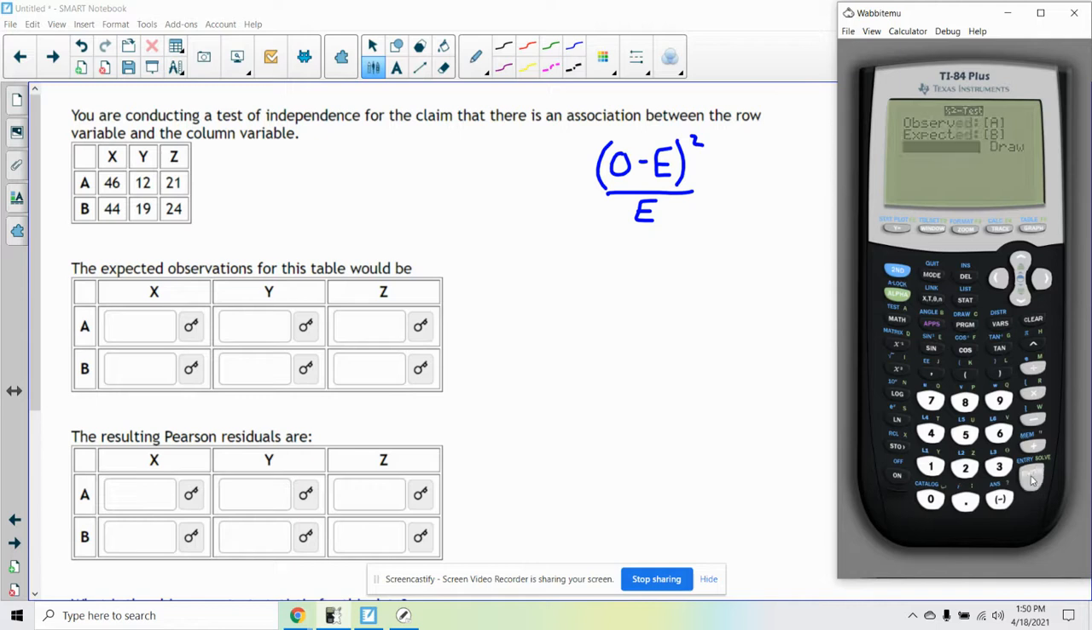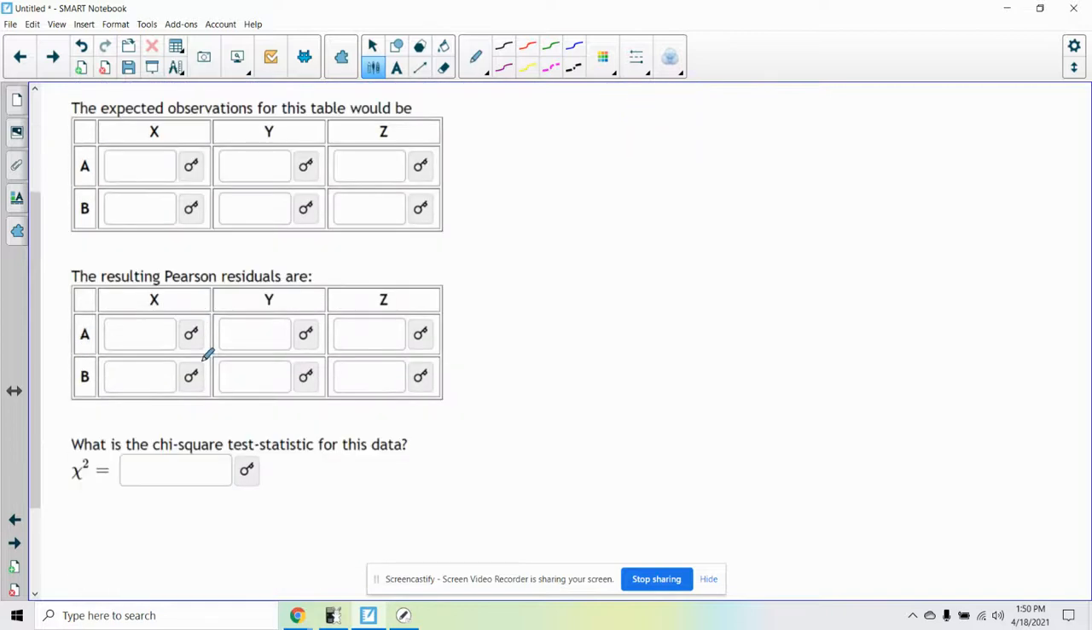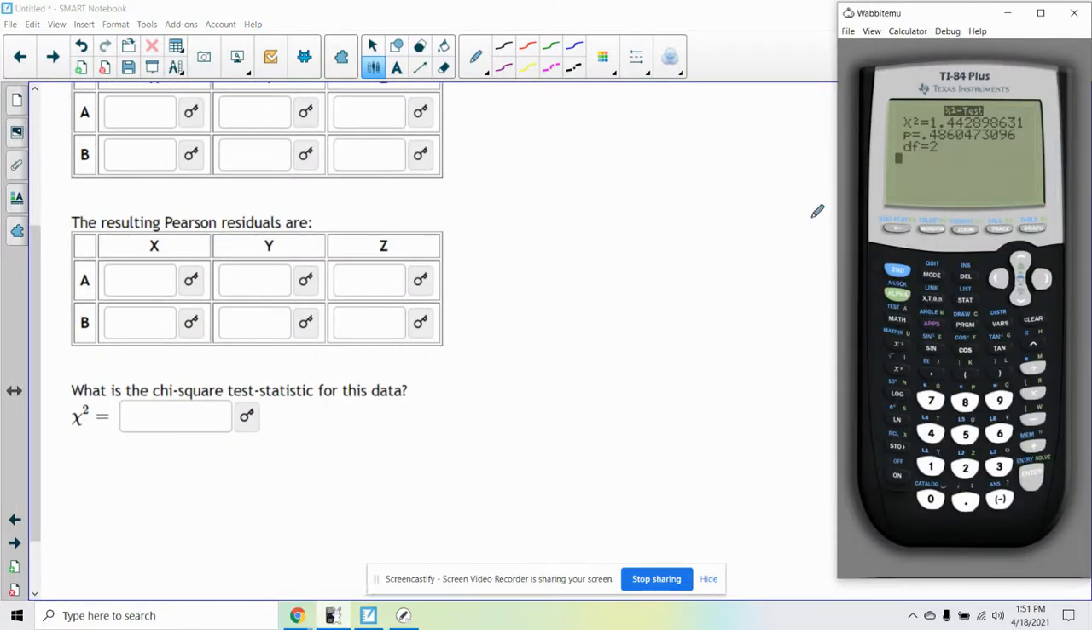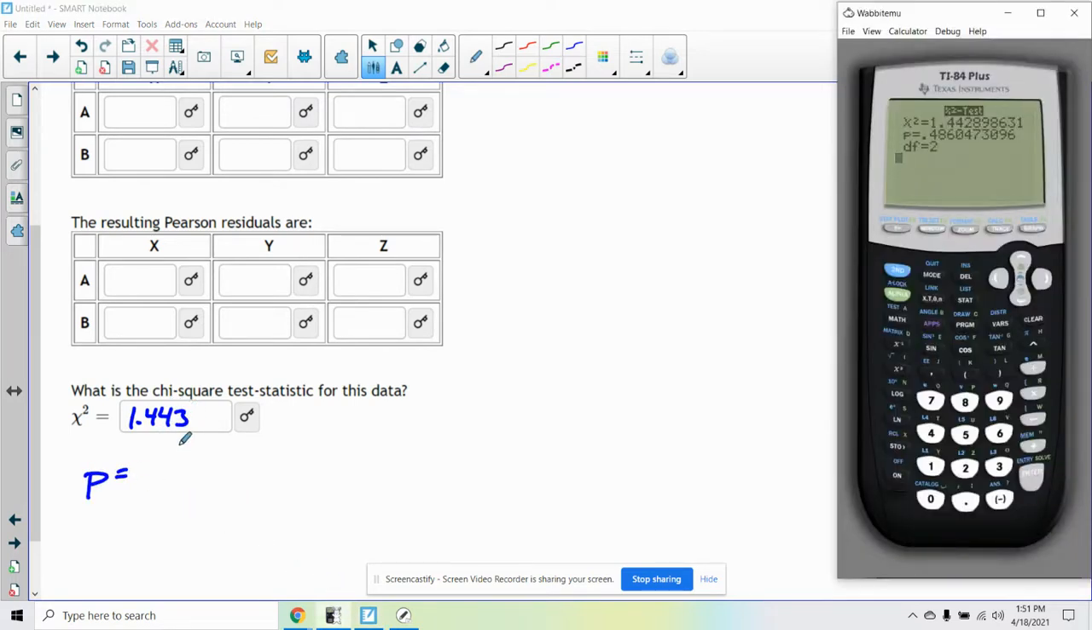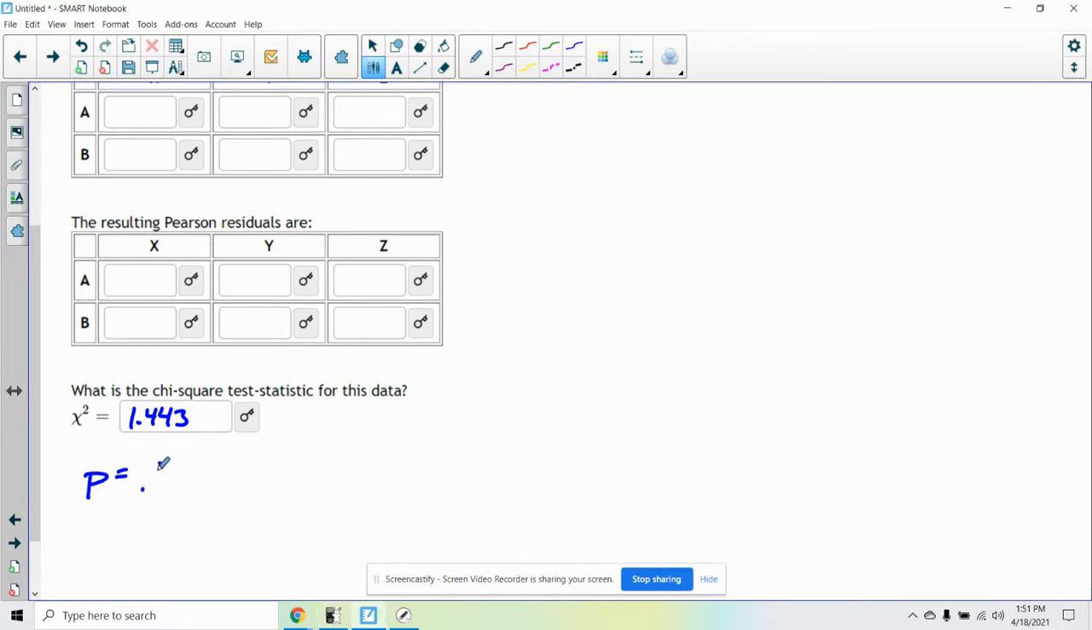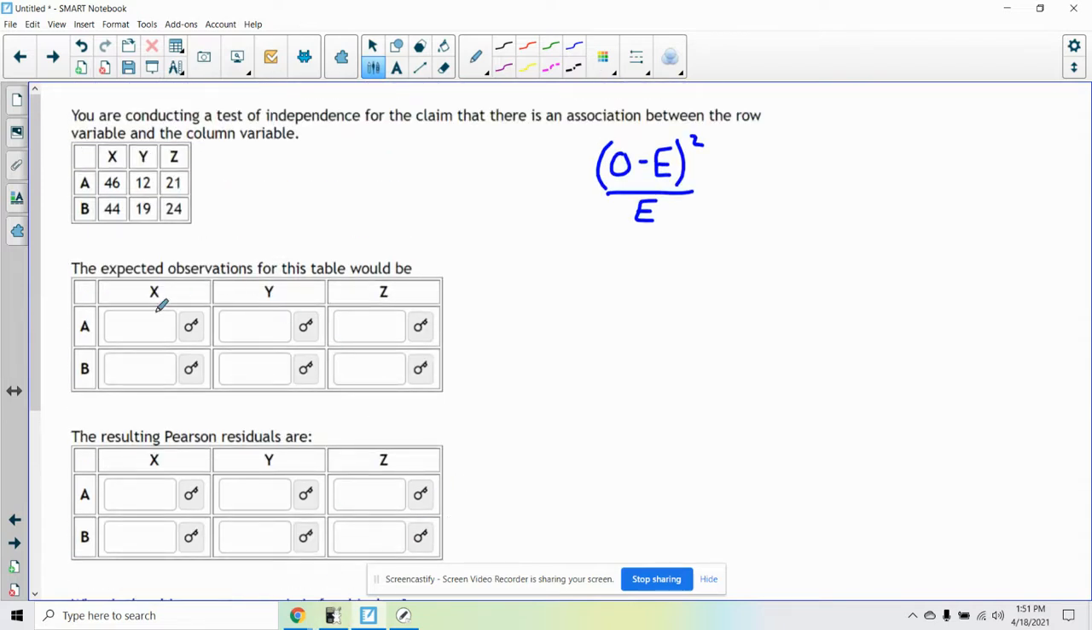So I'll hit calculate. Now don't clear off the screen, because the first thing they ask for is the expected observations matrix. But if you scroll down, you'll notice that they also want the chi-squared test statistic. So don't clear the screen off, otherwise you have to do the whole thing again. So I'm just going to write that down. That's going to be 1.443. If they ask for the p-value, you want to make sure you don't clear the screen so you can get that as well, 0.4860.